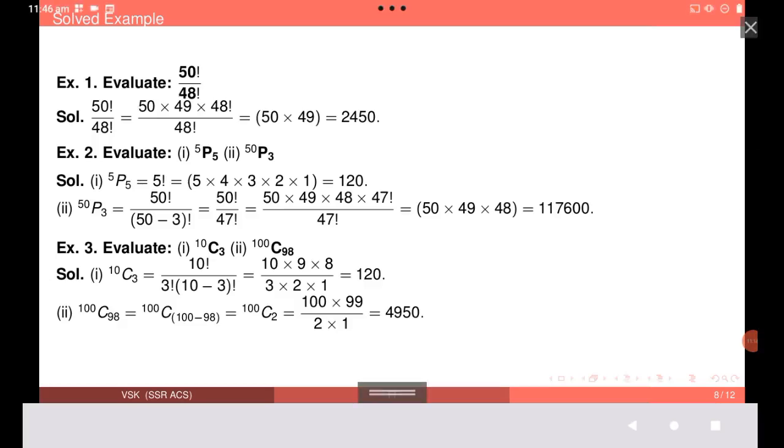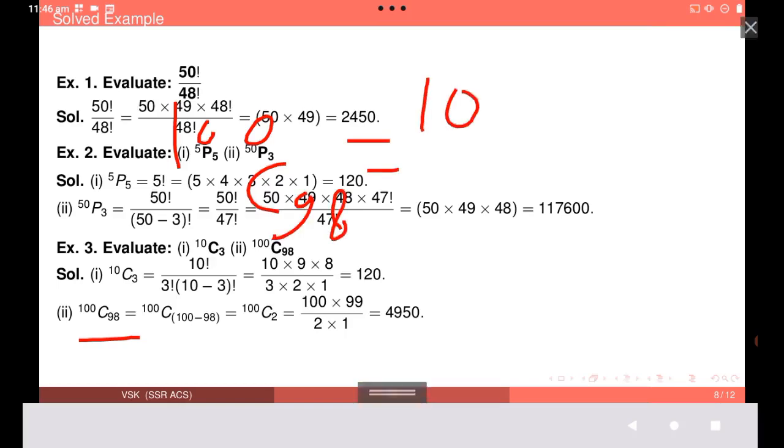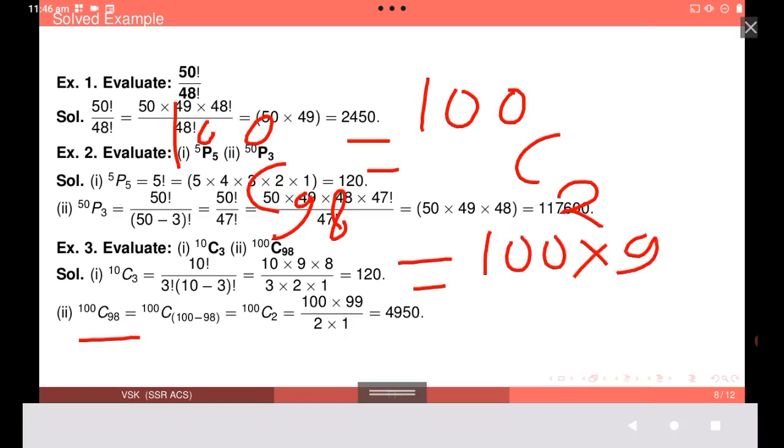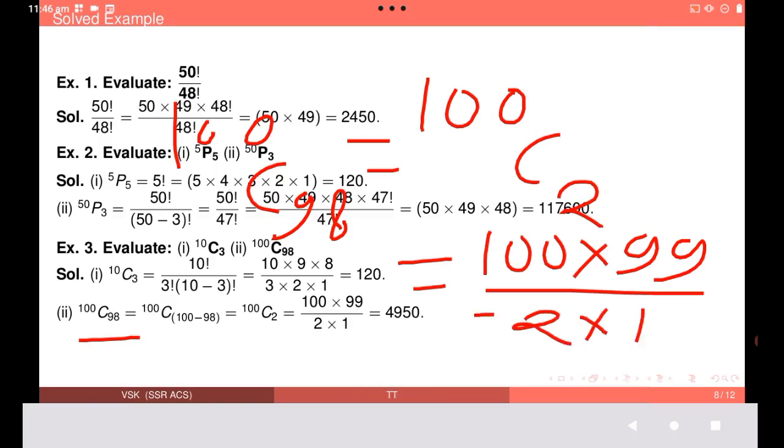Similarly, 100C98. Again you see, 100C98 will be simplified as 100C(100 minus 98), so it is 100C2. So this will be simply 100 into one more factor, that is 99, divided by factorial 2, that is 2 into 1. So the answer will be 4950. This will be the answer in this case.